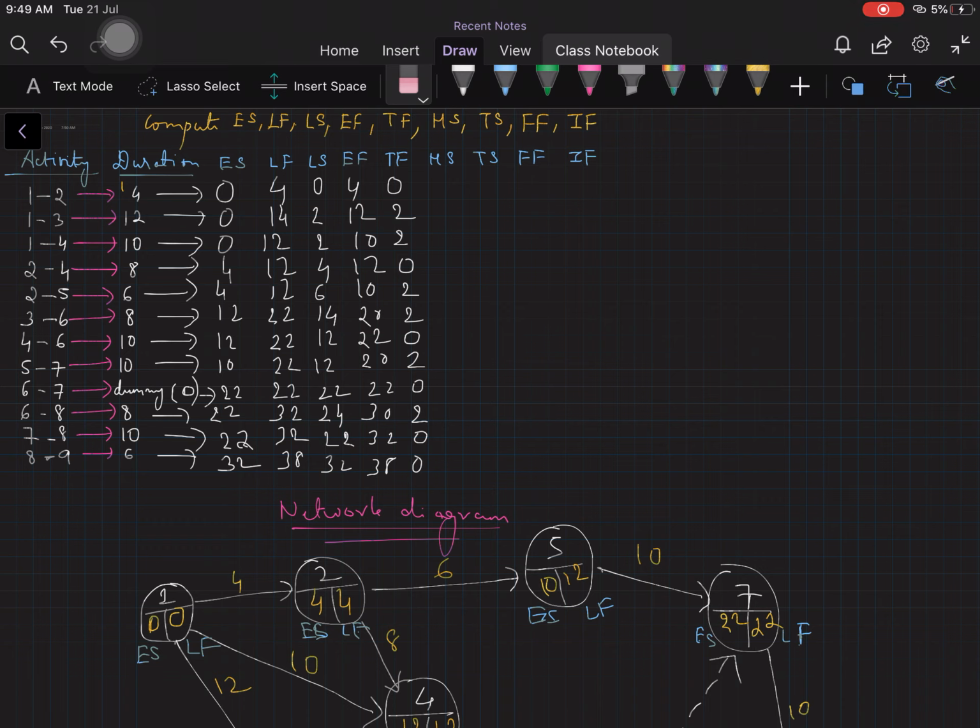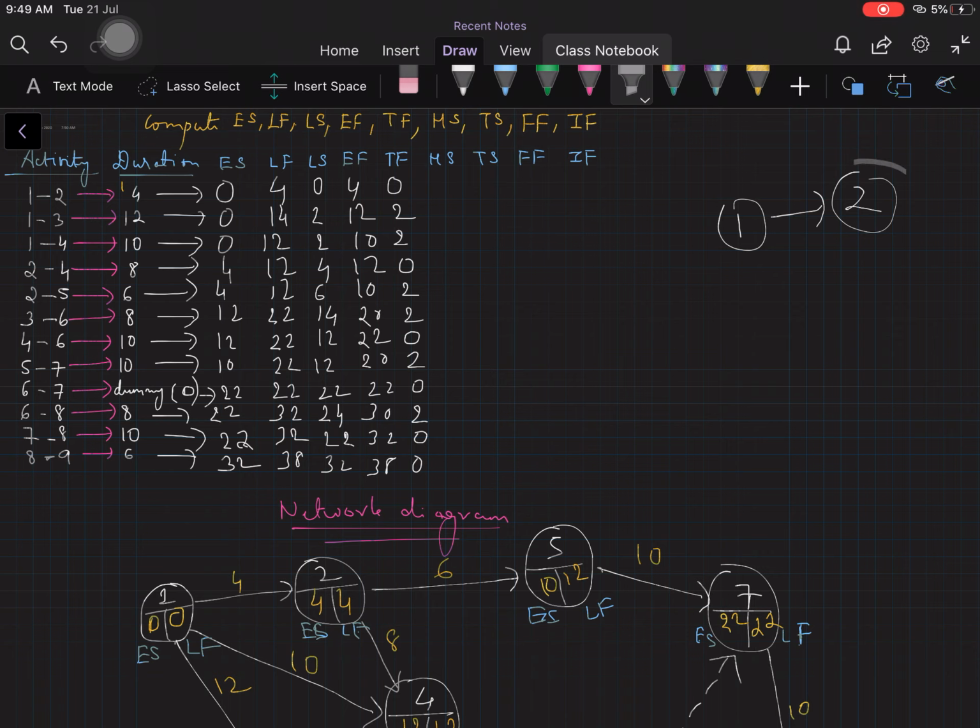Yeah, good. Now we have to find head event slack. The name itself says something to do with head event. What do you mean by tail event? Now I'll just show you. If 1 to 2 is an activity like this, what do you mean by head event? Head event is the one which is near that arrow, the head of the arrow. So this is the ending event. This is the starting event, so this is tail.